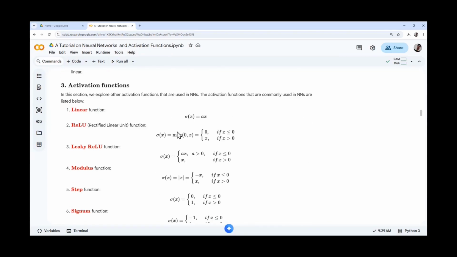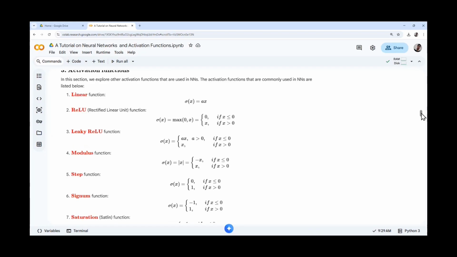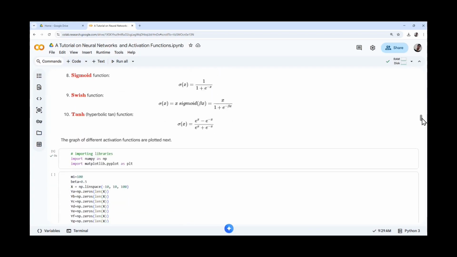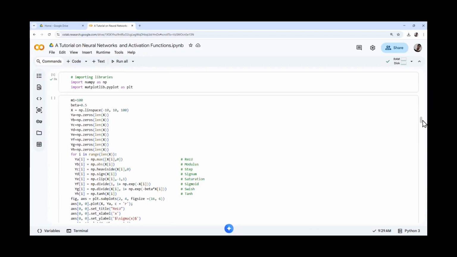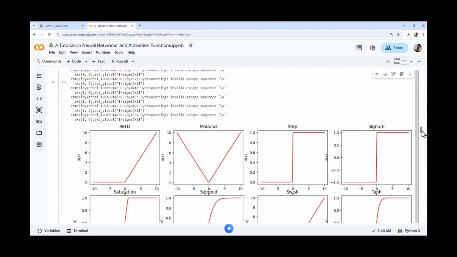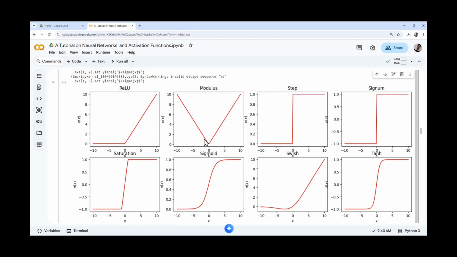In the previous lecture, we have seen the ReLU activation function, and similarly we can have other functions such as modulus function, step function, signum function, etc., for which the definitions are given here. Now we can also plot the graph of all these functions. Here we will be plotting the graph by defining each of these individual functions. And we can see the graph of each of these functions in this figure, where we can observe that the ReLU, modulus, step, etc. are piecewise linear functions, whereas sigmoid, swish, tanh, etc. are smooth continuous functions.